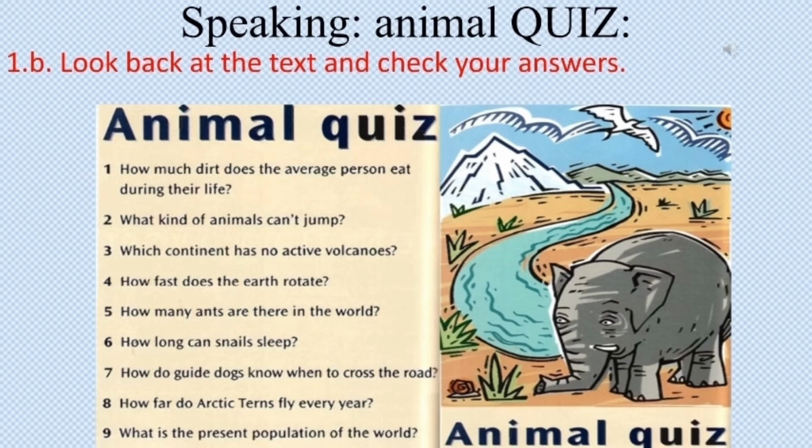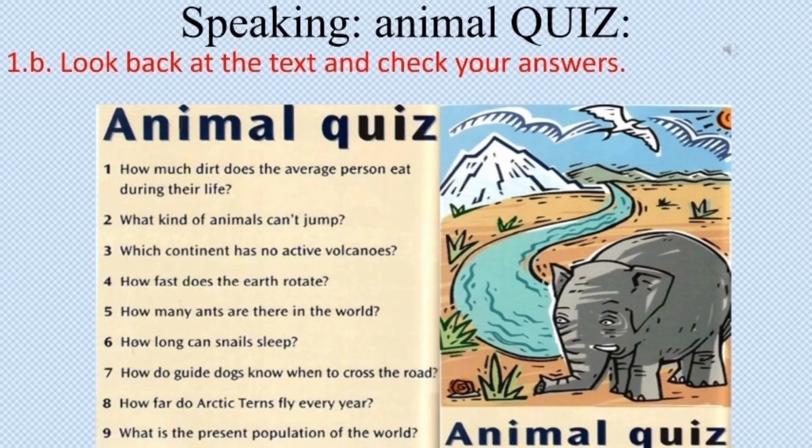Open your books and look at the text again. Work in pairs, the same pattern as before. Check your answers in the quiz and correct any that were wrong. When you find the right information, underline it or highlight it in the text. You have about 5 minutes for this step.